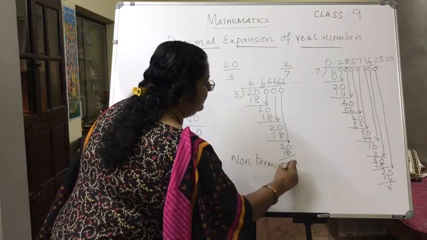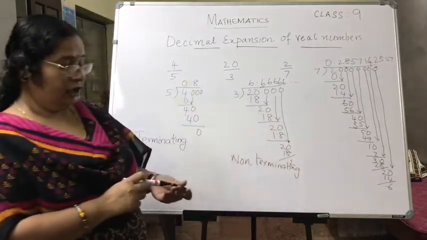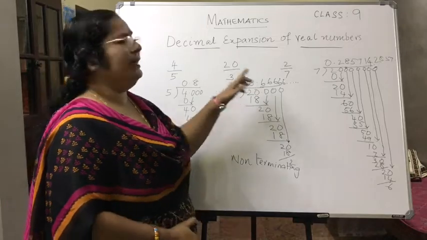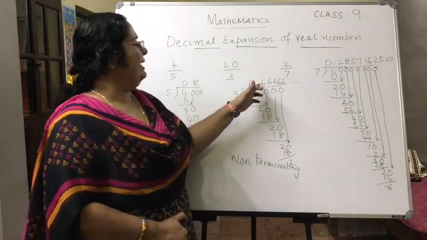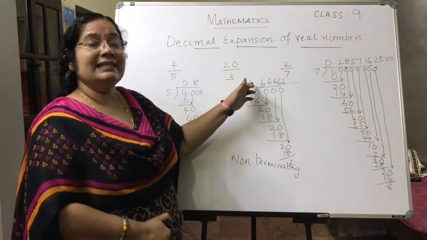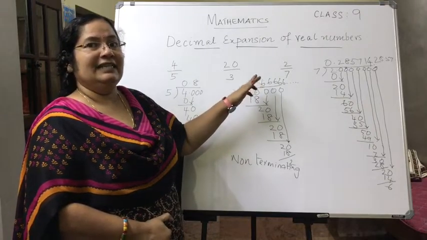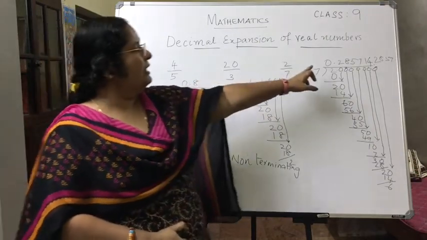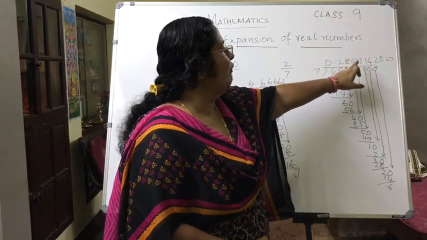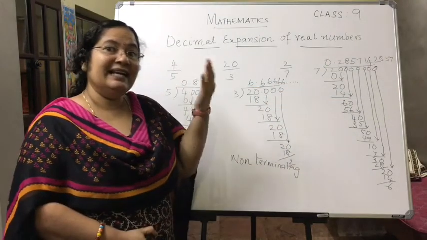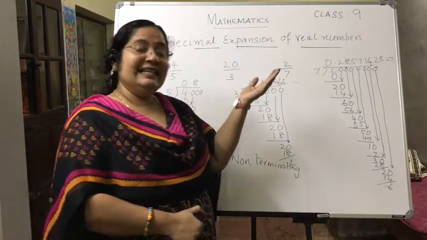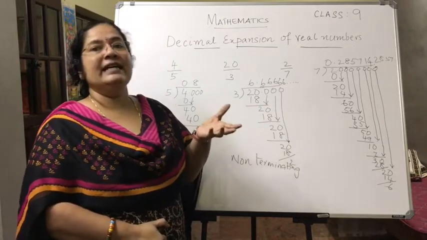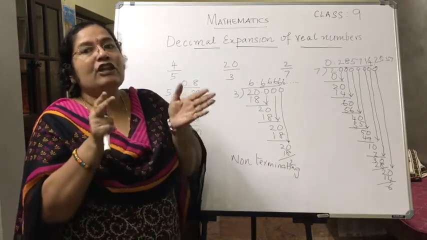Not terminating. Along with being non-terminating, just look at this. Here the digit 6 is being repeated. Here you see 285714 is repeated again. The digits are being repeated after a particular slot.